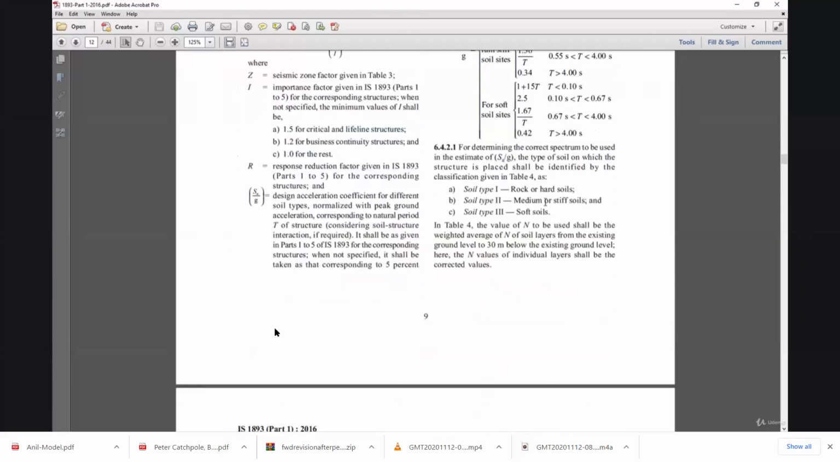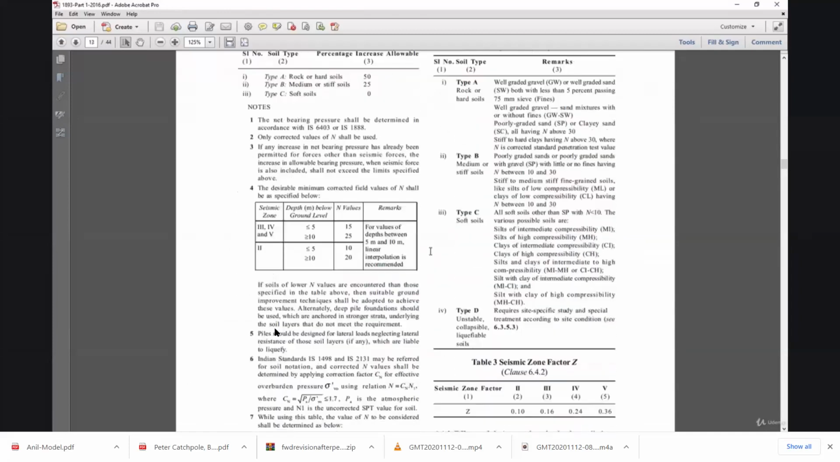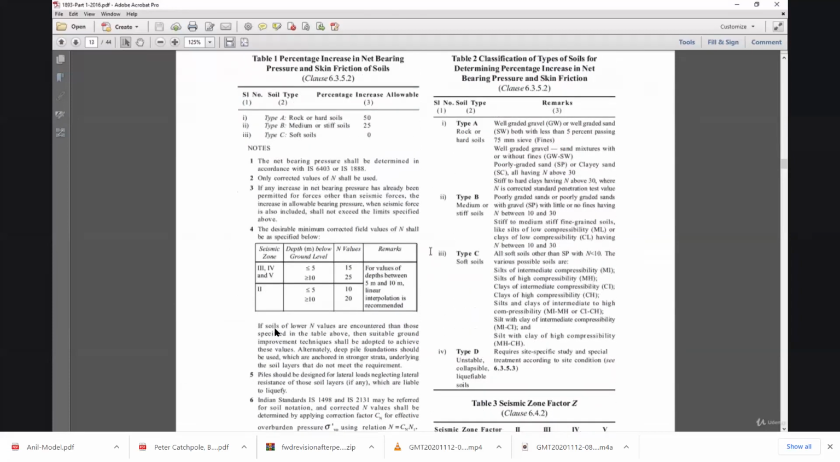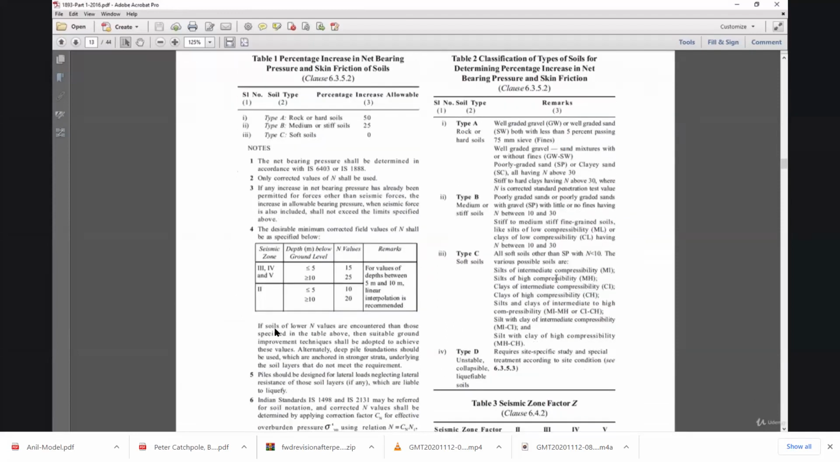So there are three types of soil: rock or hard soil, medium soil, or soft soil. The code has also given us the definition of what we mean by hard soils, medium soil, or soft soils. For hard soil, well graded GW, HW. For medium soil, ML, CL. For soft soil, it is basically MI, MH, CI, CH, or the combinations.